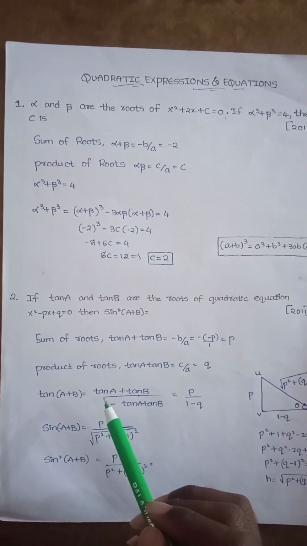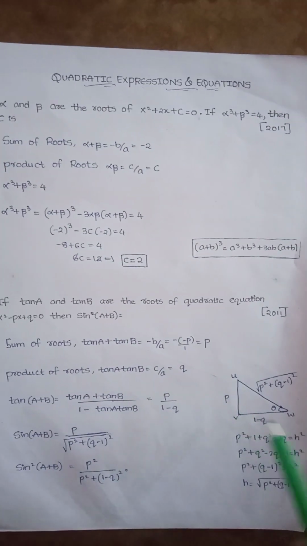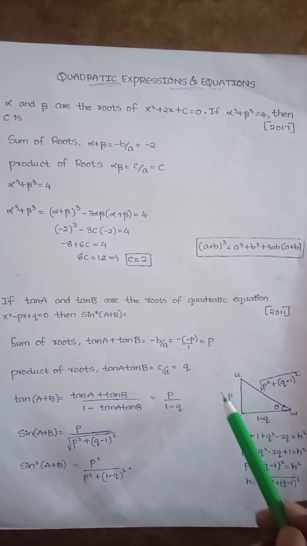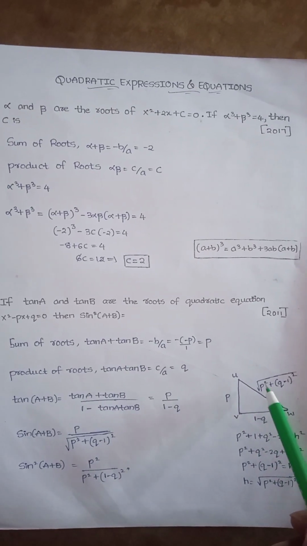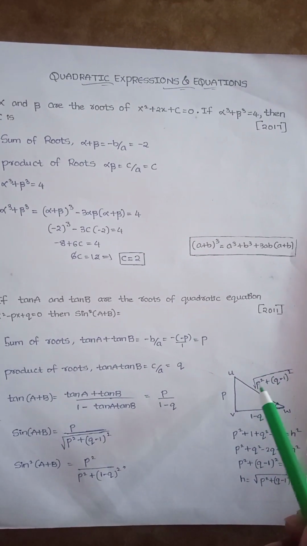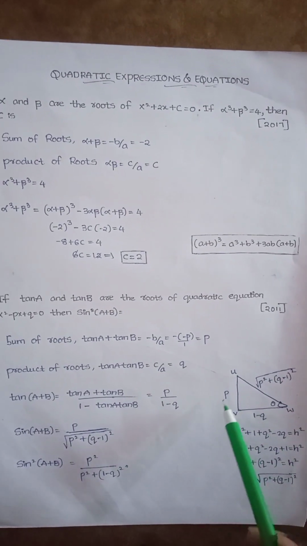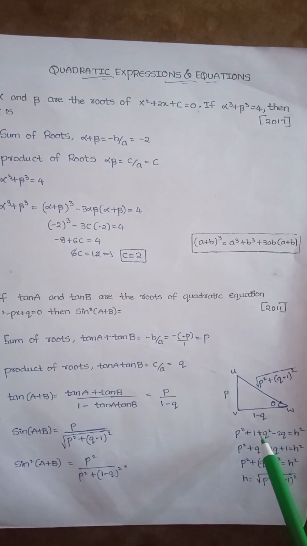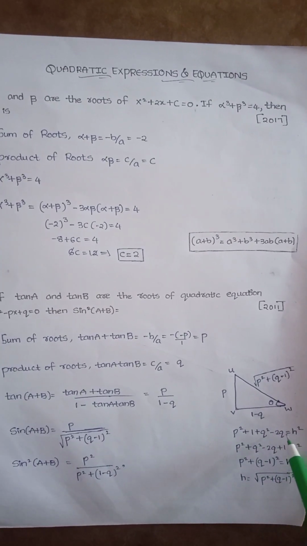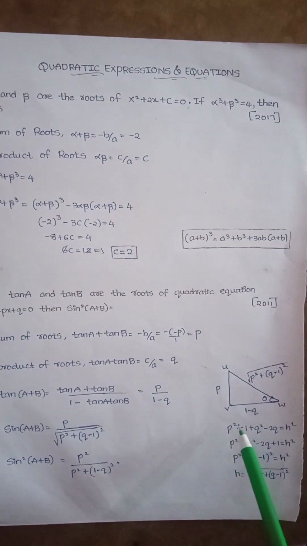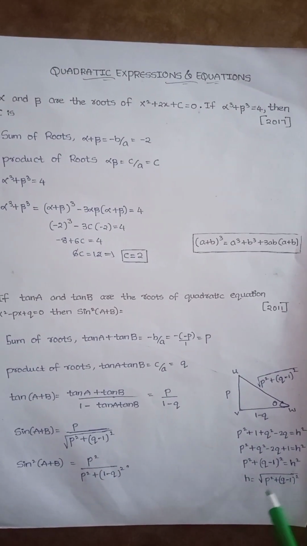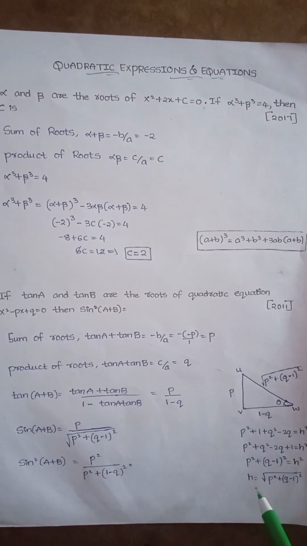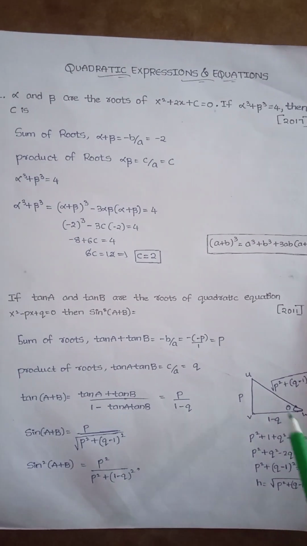We know that tan theta equals opposite by adjacent. Taking a right angle triangle with angle theta, tan theta equals opposite by adjacent, that is p by 1 minus q. So in order to find the hypotenuse using Pythagoras theorem, we know that base square plus height square equals hypotenuse square, that is p square plus 1 minus q whole square, that is 1 plus q square minus 2q, equals h square, right? On solving this, we get h equals under root p square plus q minus 1 whole square, right?